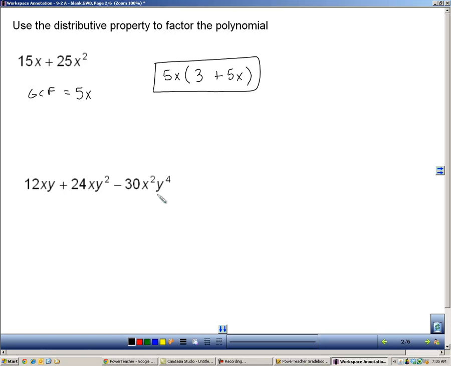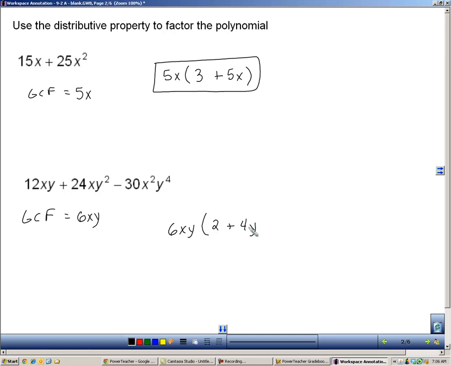Same thing on this one, except now we have a trinomial, so we have to find the GCF of all three terms. If you can't do that in your head, you could certainly make factor trees and find the GCF that way. The biggest number that goes into 12, 24, and 30 is 6. And there's an x in all three of them, and it looks like a y. So there's my GCF. So I'm going to factor out a 6xy, leaving what? Well, leaving a 2 here, because 2 times 6xy is 12xy. Leaving a 4 and a y here, because 4 times 6 is 24.